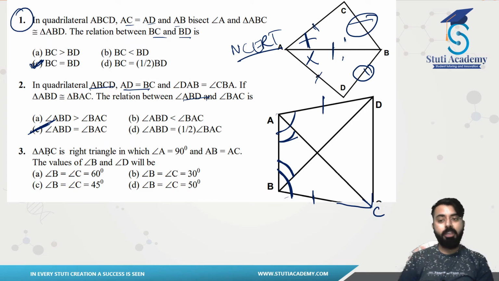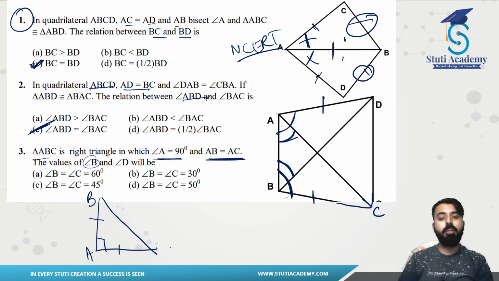Now in the third part we have what? Triangle ABC is a right angle triangle in which angle A is 90 and AB is equal to AC. Then values of B and C will be what? You have a right angle triangle in which angle A is 90, and AB and AC are equal. This is AB and this is AC. Then you have to find out these two angles.